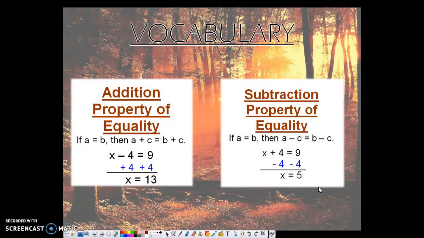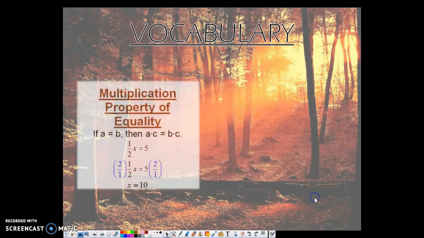That's inverse operations. So the addition property of equality means if it's subtracting here and you add it, you're left with what? Negative 4 plus 4 is 0, so it goes away. So we're only left with the x here. But what you do to one side, you must do to the other. Subtraction property of equality is the same thing. If you have a positive 4, how do you get rid of it? You subtract this 4, okay? And it's the same thing. What you do to one side, you must do to the other.